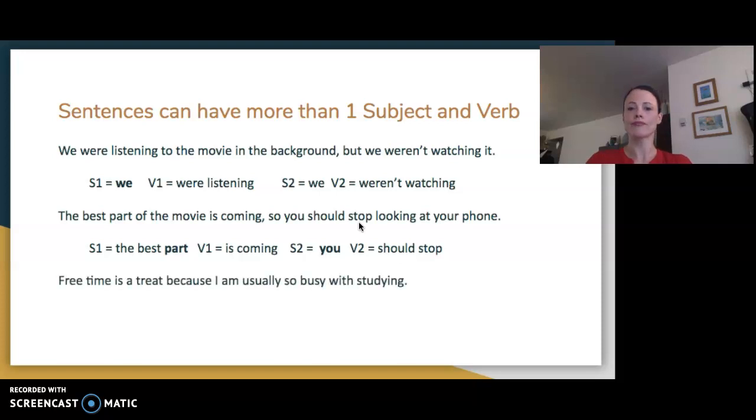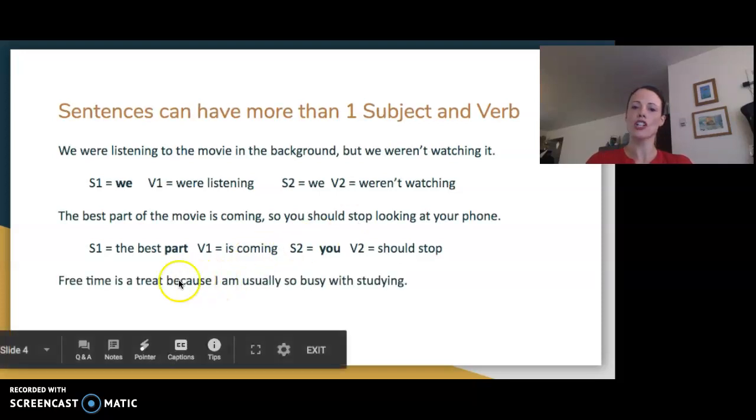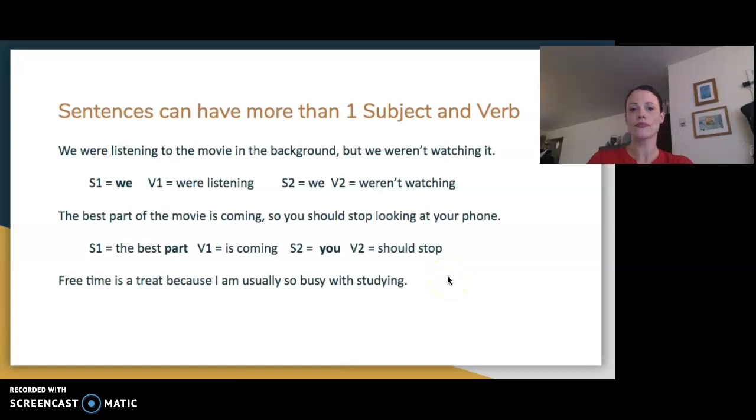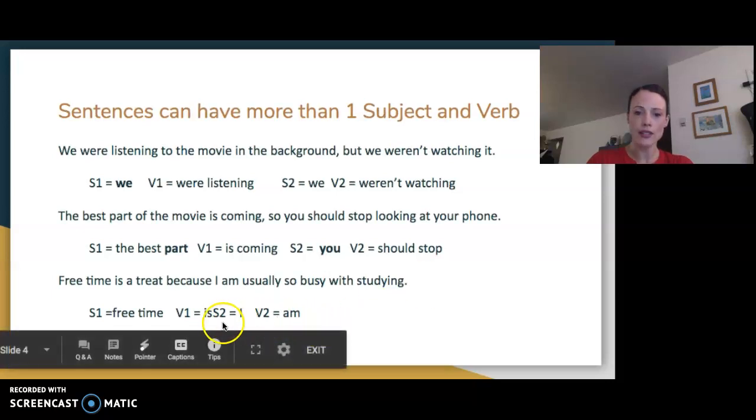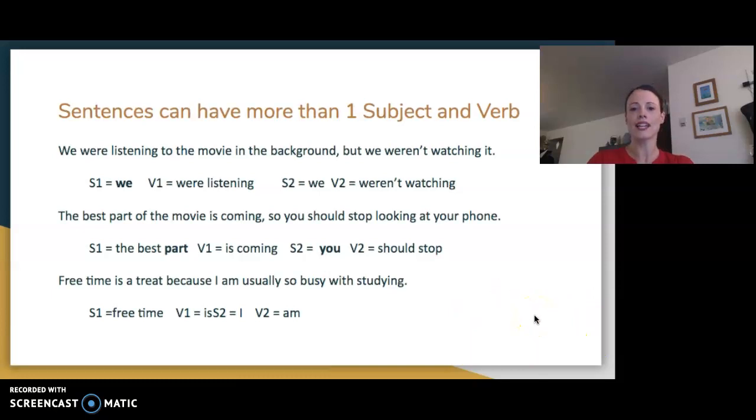How about here? Again, we have the conjunction here in the middle. So we're going to have two subjects and two verbs. Our first one is free time. And our verb is. Sorry, that's close together. And then our second subject is I. And our verb is am. Right?